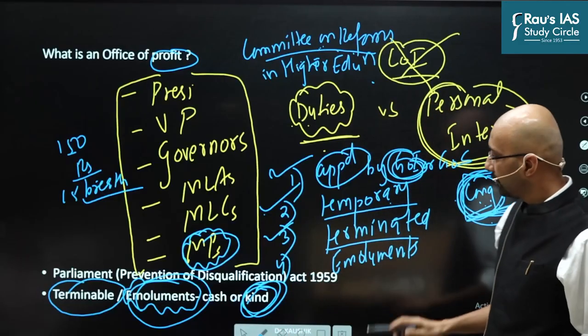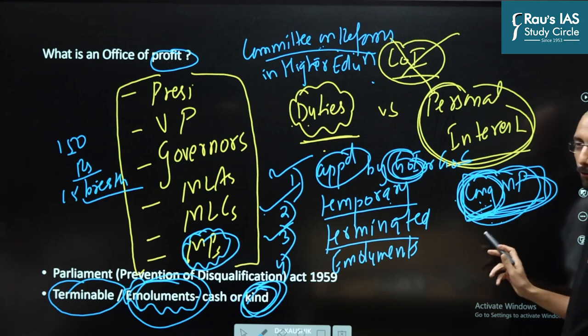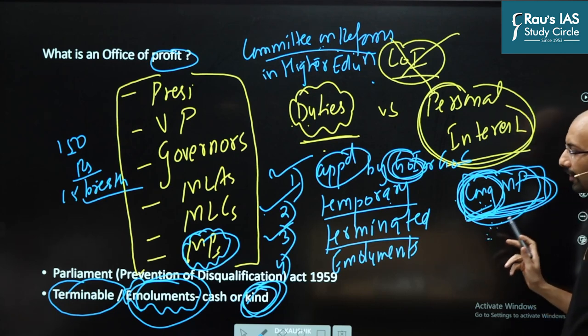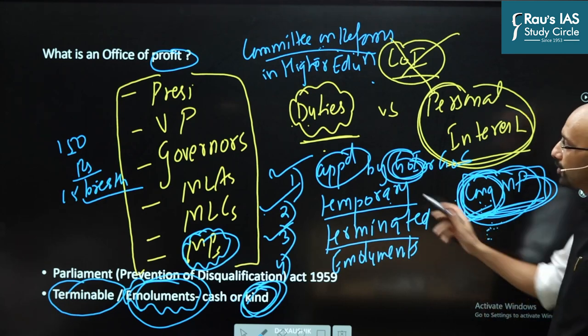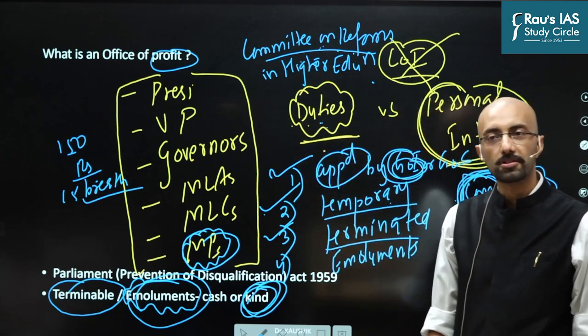Now tell me, this MP whose job as an MP was to hold the government accountable is now holding an office because of which he is getting some kind of profit. Now, do you think when he goes to the parliament, he will do his constitutional duty of holding Mr. Modi and the HRD minister, the education minister, accountable?